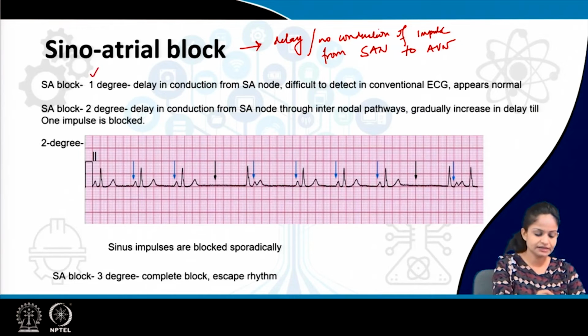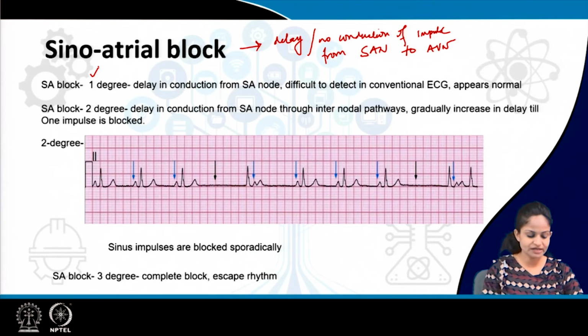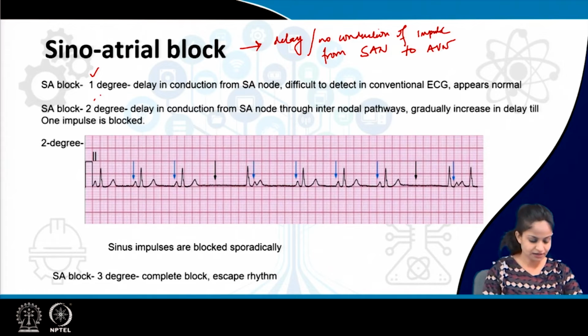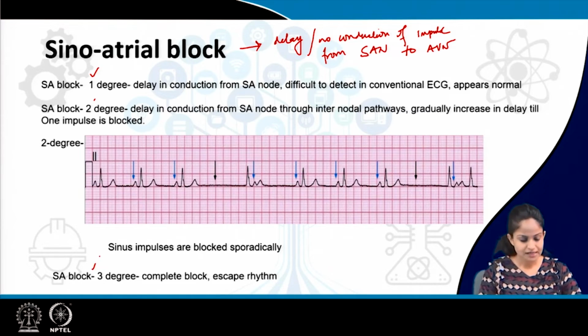We have first degree sinoatrial block, we have second degree sinoatrial block, which is again divided into 2 types, and then we have third degree sinoatrial block. Now, first degree sinoatrial block is very difficult to identify on the surface conventional ECG. Why?